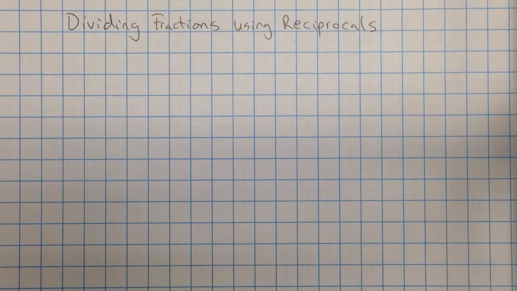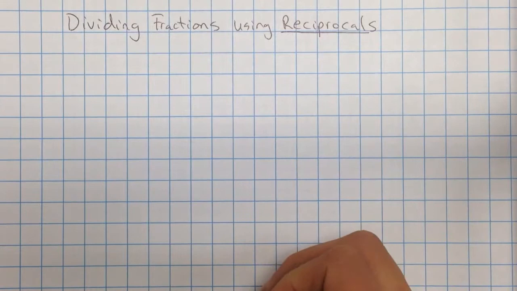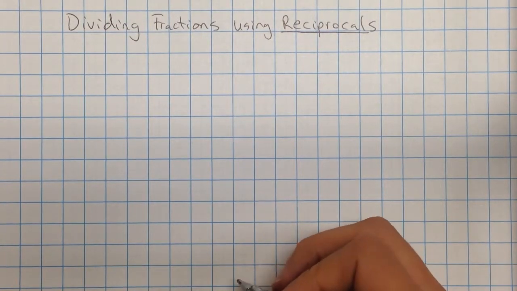Okay, so when we're dividing fractions, there's a bunch of different methods we can use. One of those is going to be using something called a reciprocal. And so that's the word right here, written out: a reciprocal. Reciprocal also means the inverse of something. It also means you just kind of flip it.